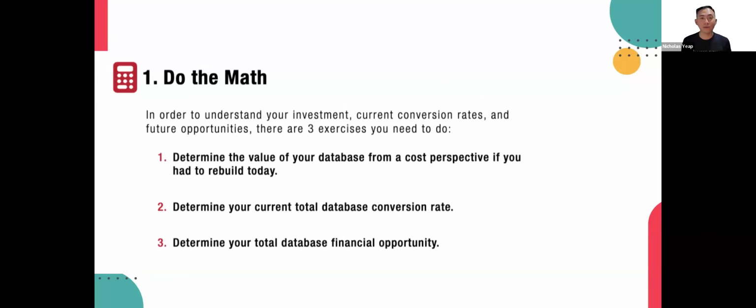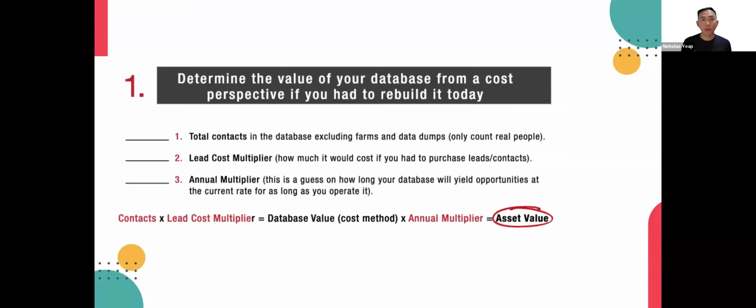If you are with me right now, you can do this exercise together with me. In order to understand your investment, the current conversion rates and the future opportunity, there are three exercises that you need to do, and this is in our database playbook. Number one, determine the value of your database from a cost perspective if you have to rebuild today. If you had zero right now and no database at all, how much would it cost you to rebuild one today? Second, determine the current total database conversion rate, and third, determine your total database financial opportunity.